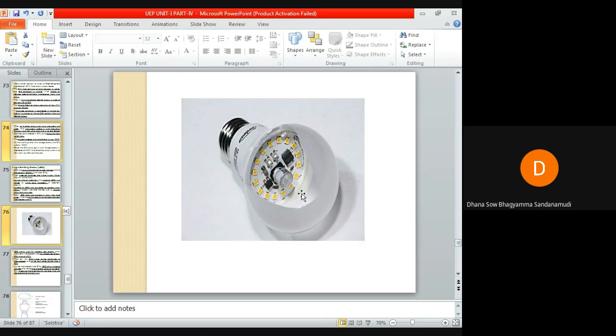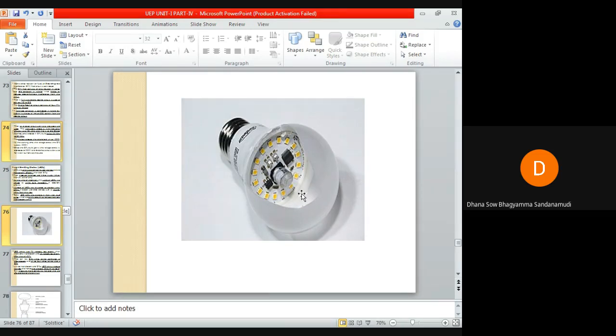Similarly, CFL lamps were also consuming very less energy when compared to incandescent lamps. But when you compare this LED lamp's energy consumption with the CFL lamp, LEDs consume 50% less energy than CFL. So when compared to incandescent lamp, they consume very little energy, and even when compared to CFL lamp, they consume less energy.